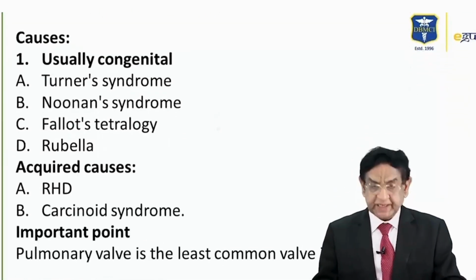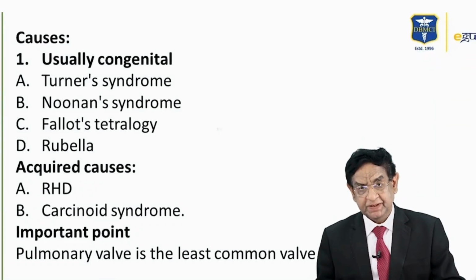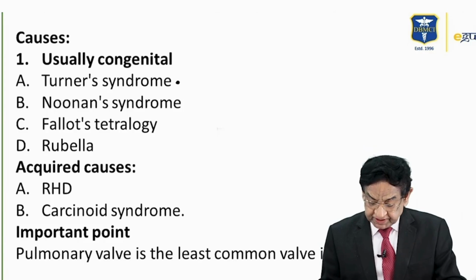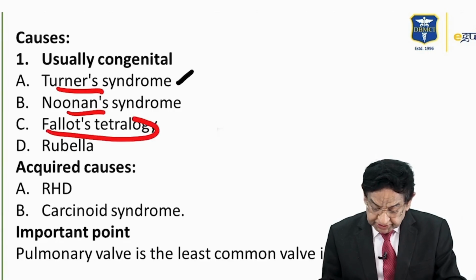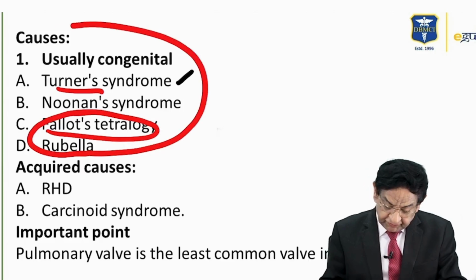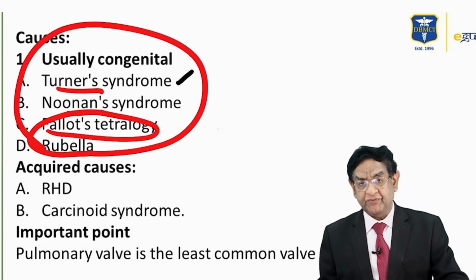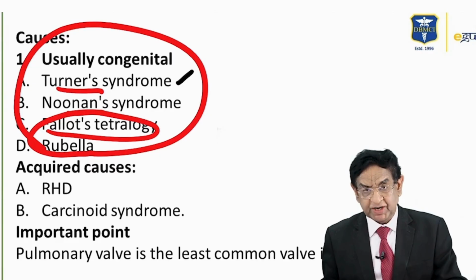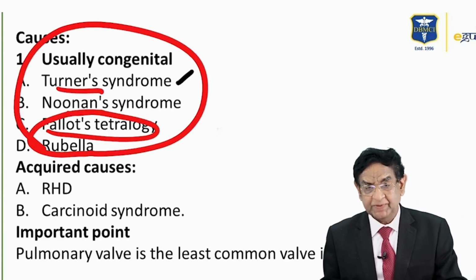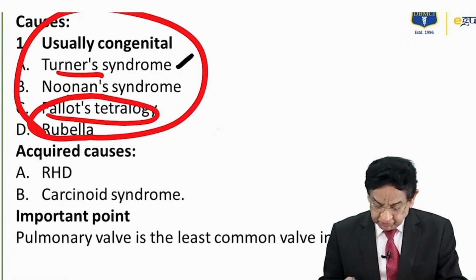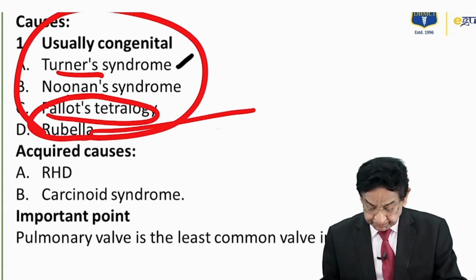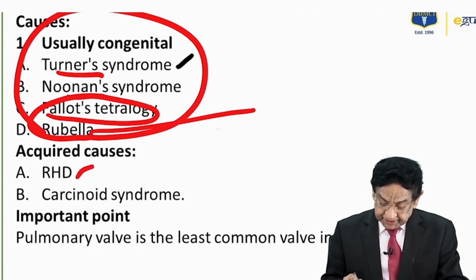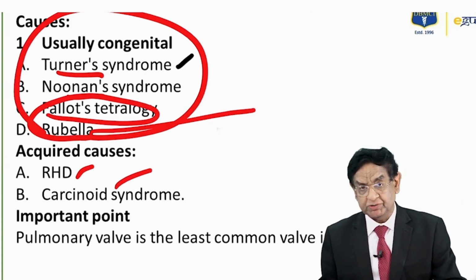The cause is usually congenital. Seen with Turner syndrome, a very frequently asked question, Noonan syndrome, tetralogy of Fallot and rubella. In fact, these all four are very, very important. You cannot afford to forget even a single one. Very frequently asked. Of course, rubella is the one that you cannot afford to forget. Acquired causes are rheumatic heart disease and maybe carcinoid also.